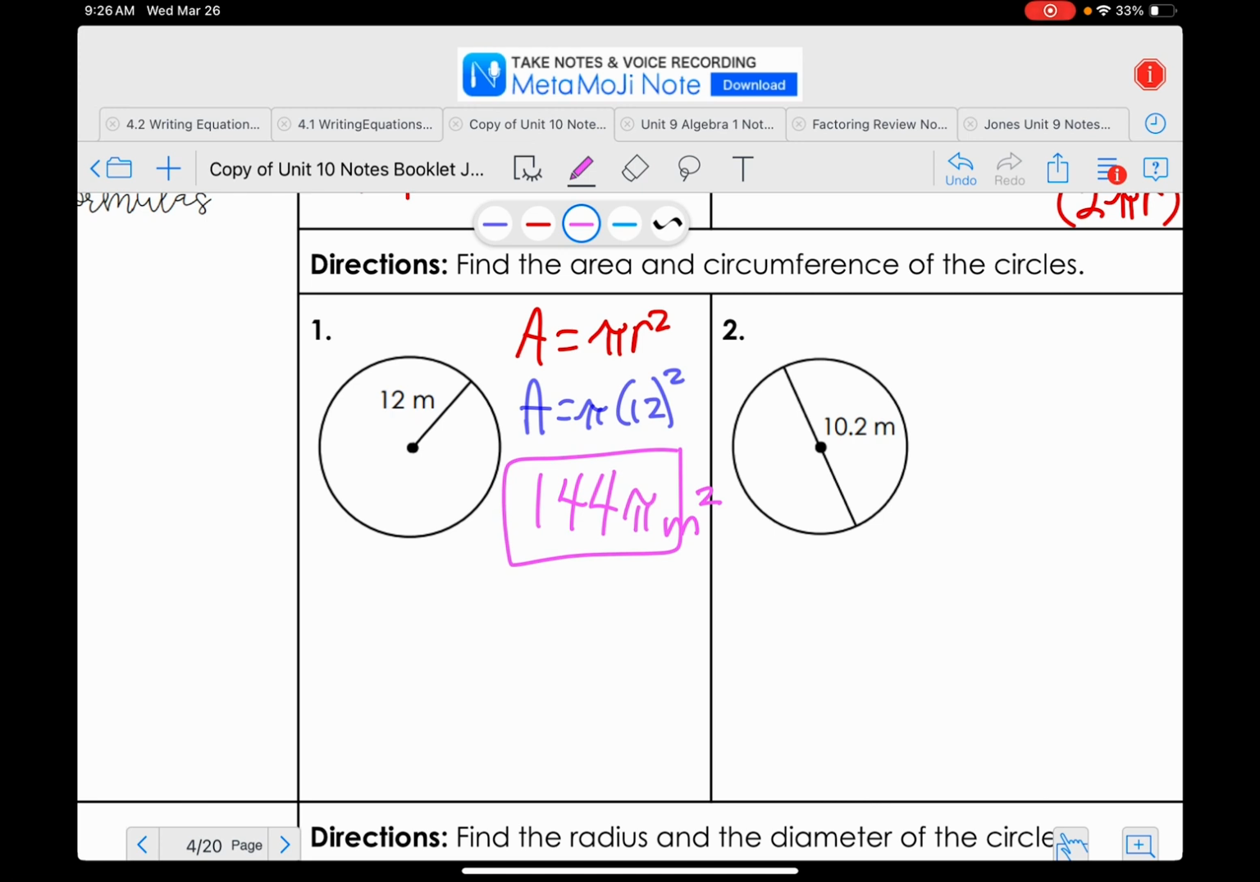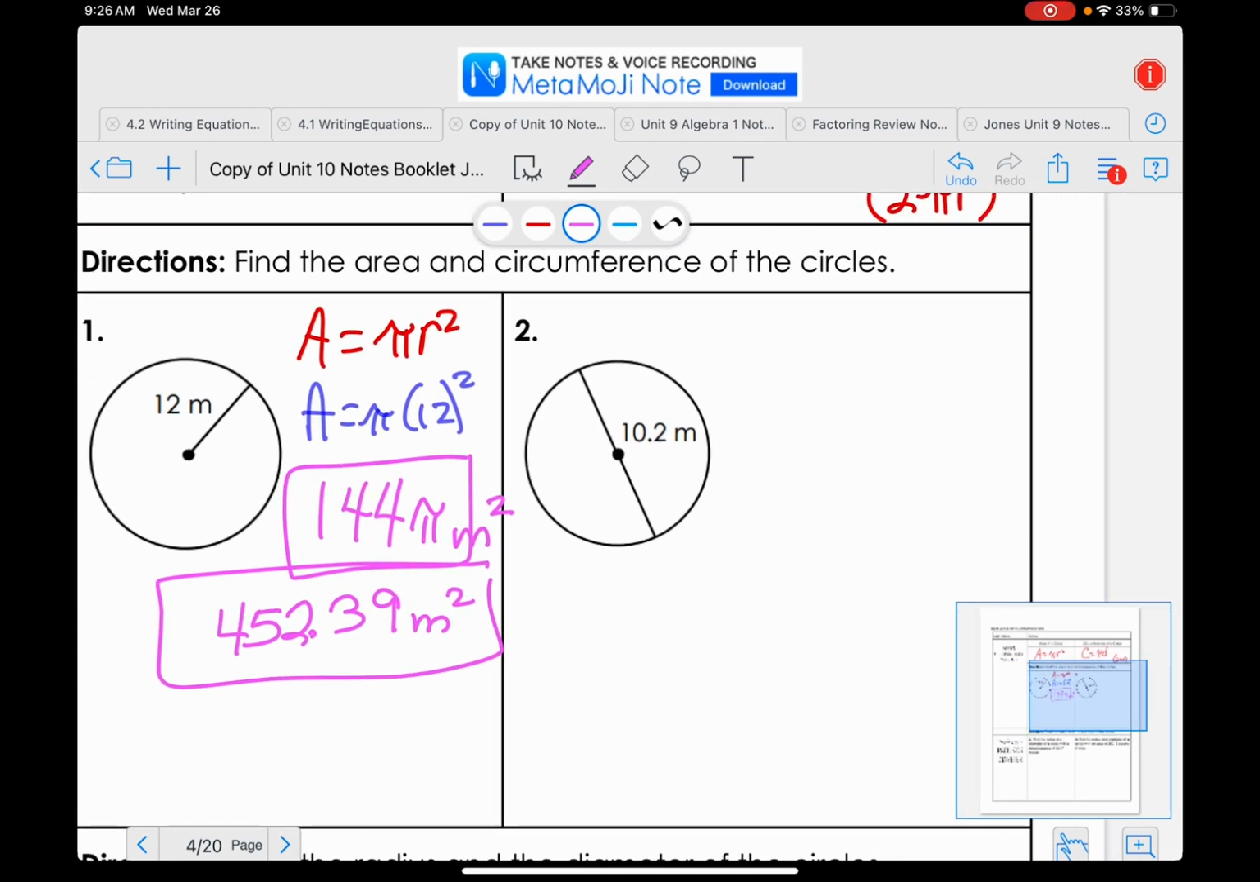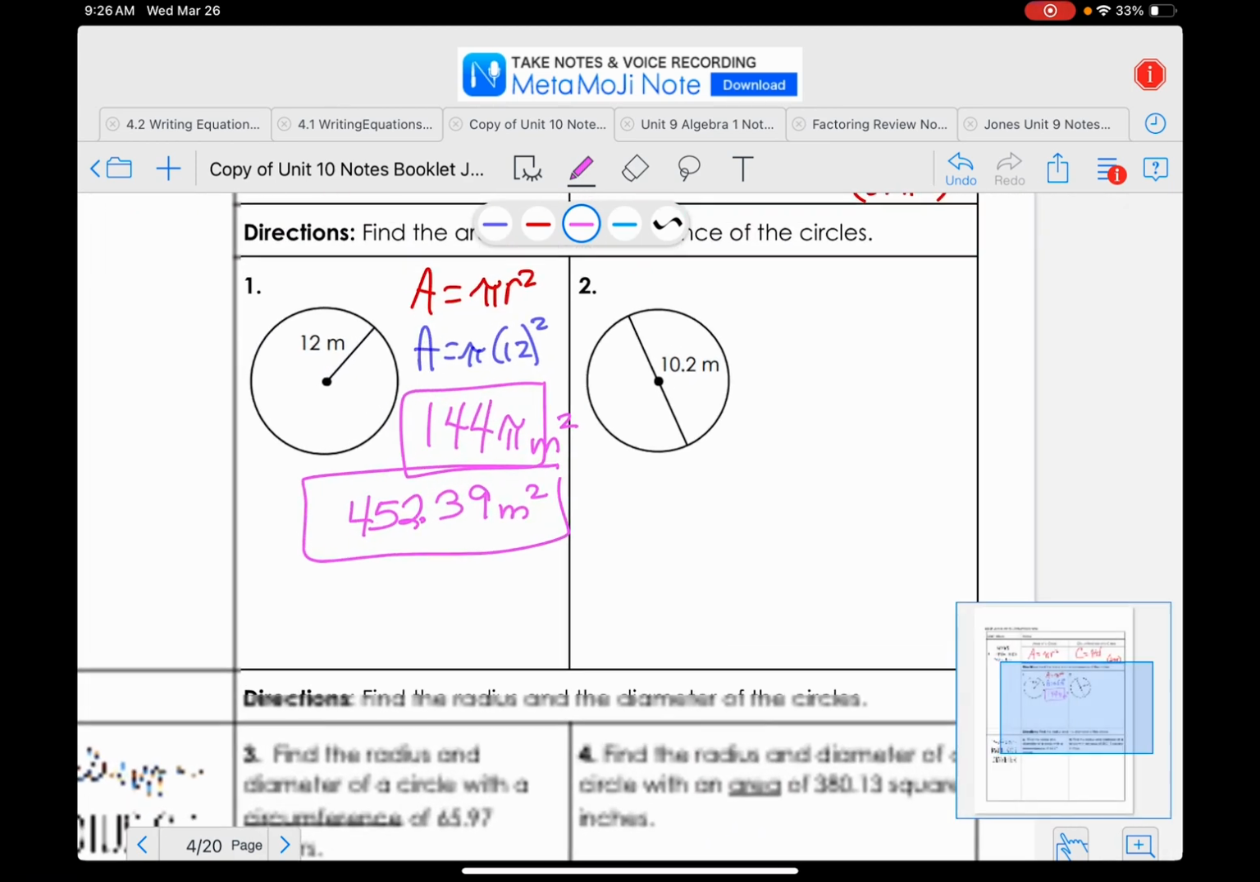For the rounded answer, we would go to our calculator and we would use the pi button. We would go 144. If you do second arrow, that's pi. And you could round it to, I don't know, let's do hundredth. 452.39 square meters. So we can leave our answer as an exact answer or a rounded decimal. That was area. Now let's do circumference.